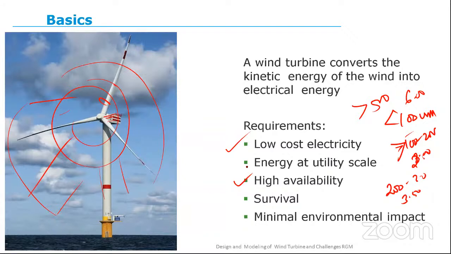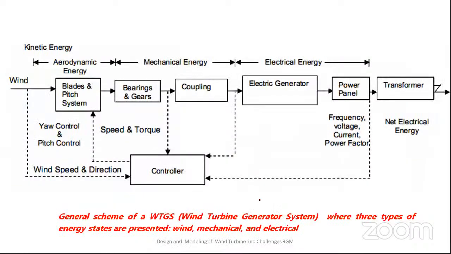And also survival, because the wind turbine is going to be in environmental conditions. Environmentally, you know it's a natural phenomenon, and we cannot predict nature properly. We can predict to a certain level, but it has to work. It has to survive earthquakes, lightning, storms and various extreme conditions. And the environmental impact should be minimal. Those are our basic requirements of wind turbines.